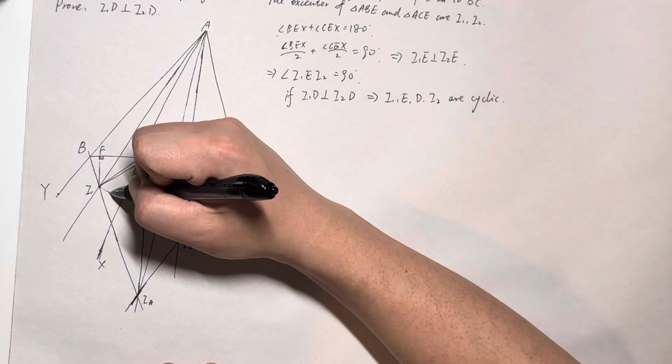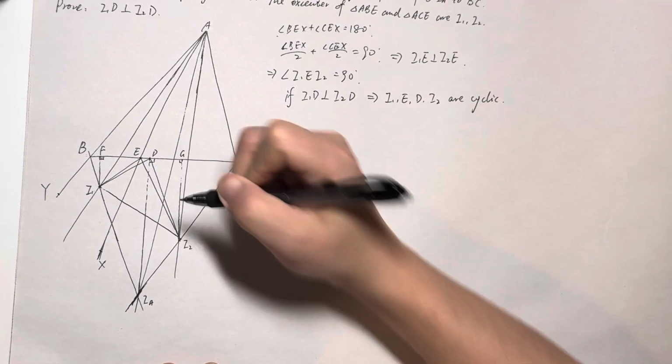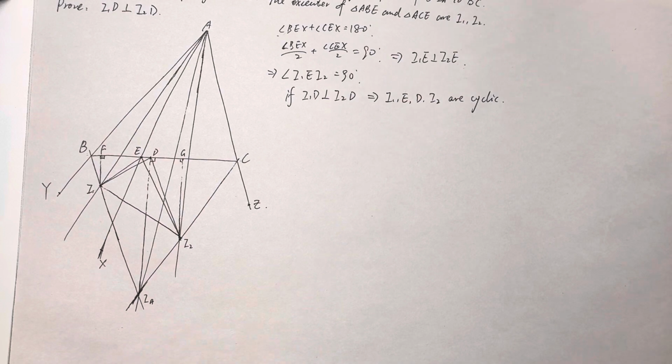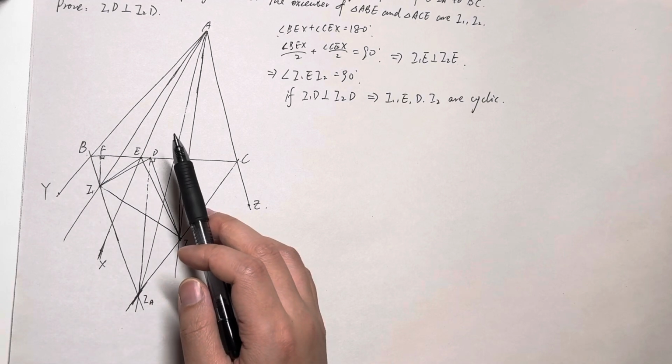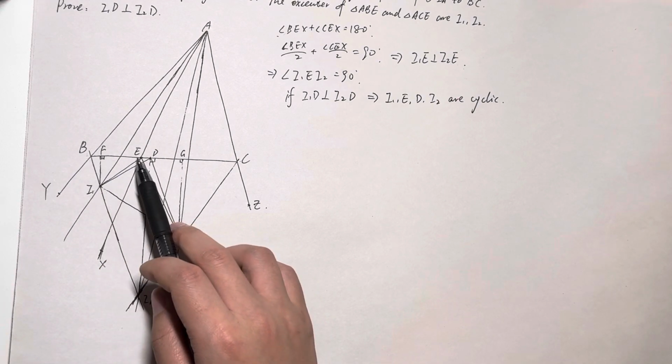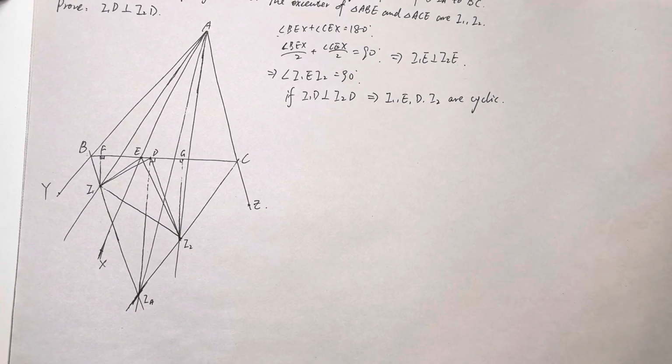So here I just draw I1, I2. And directly proving that I1, E, D, I2 are cyclic is kind of difficult. The method I choose here is to do some calculation to find the relationship of B, F, E, D, G, C, right?